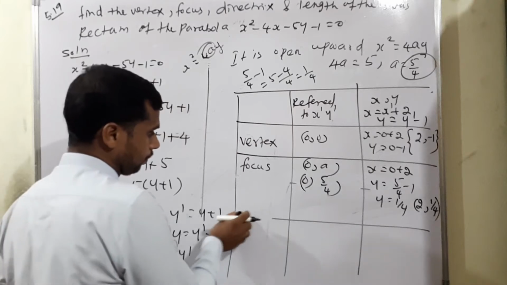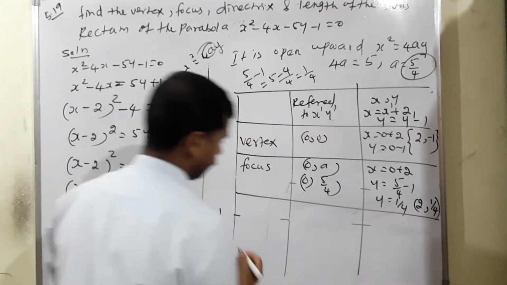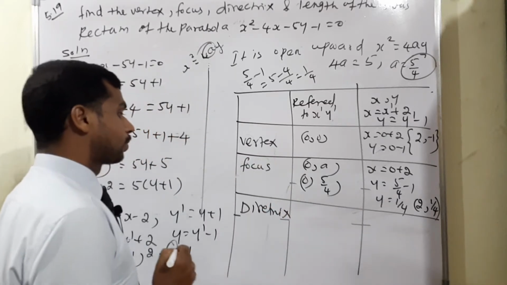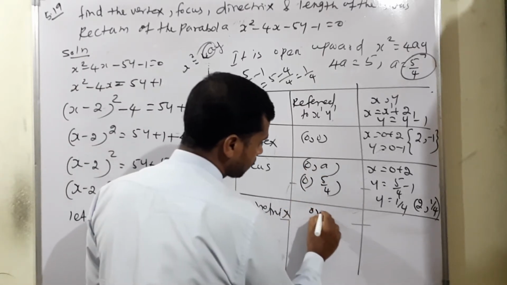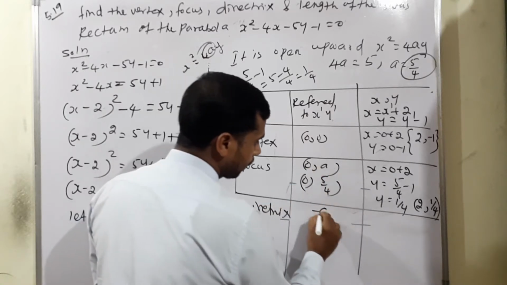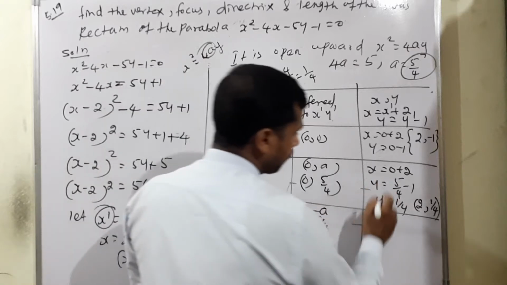Next step, the directrix, isn't it? What is the meaning of directrix? Opposite sign: 0 comma a means we can write positive a as negative a. Negative a means negative 5 by 4 will come. Then you have to apply it in the y term.